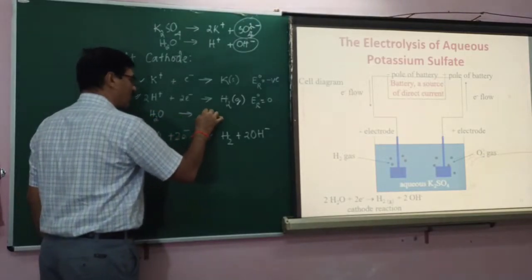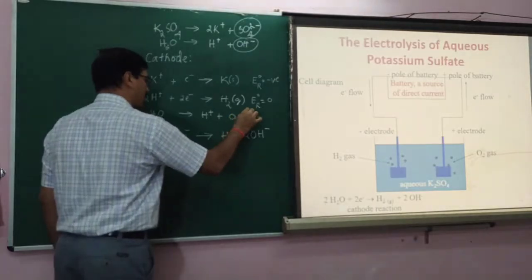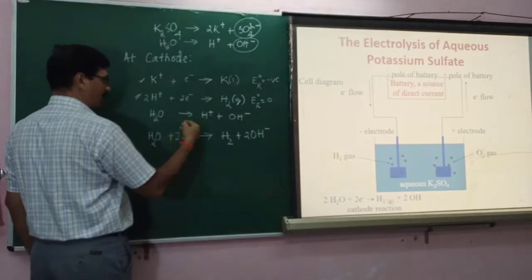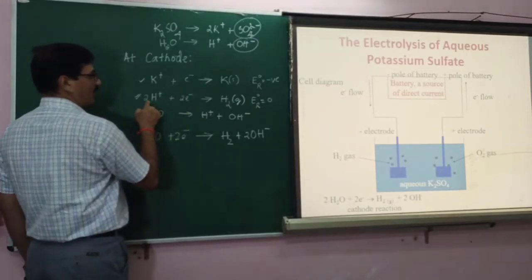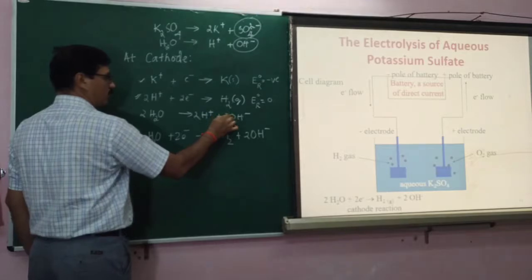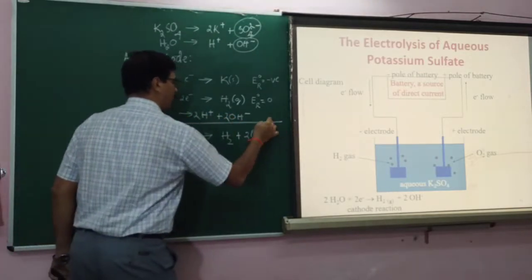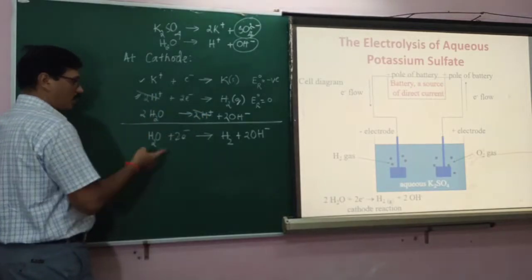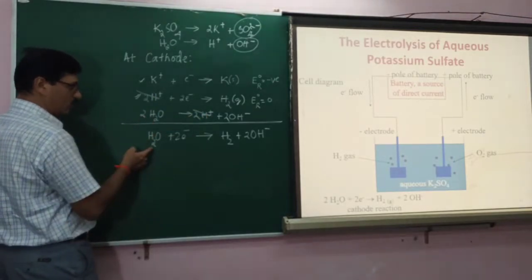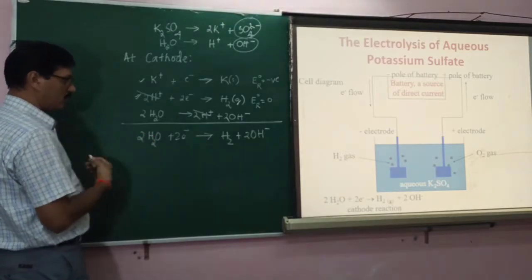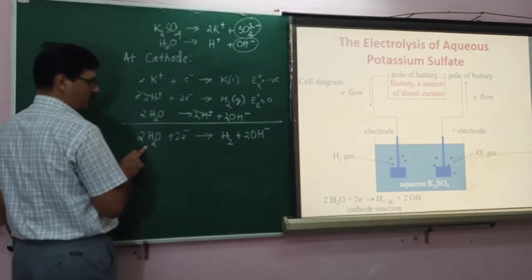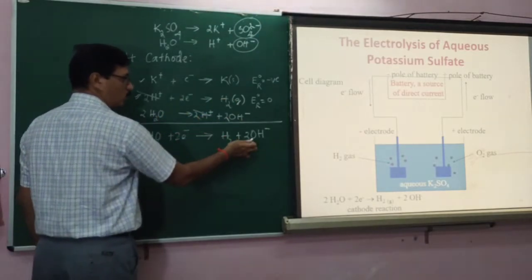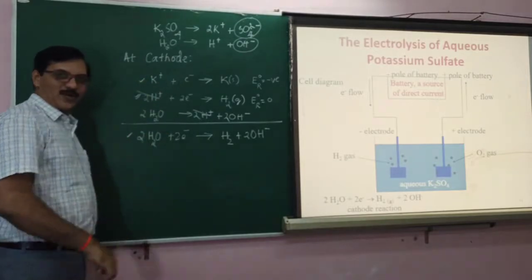H2O giving rise to H plus ion and OH minus ion, right? H plus ion and OH minus ion. If you balance, okay, it's already balanced. Now, in order to cancel this, you multiply this by 2. Now, make the overall equation from these two: H plus and H plus get cancelled. 2H2O plus 2 electrons giving rise to H2 plus 2OH minus ion. So it may be written in this way also.